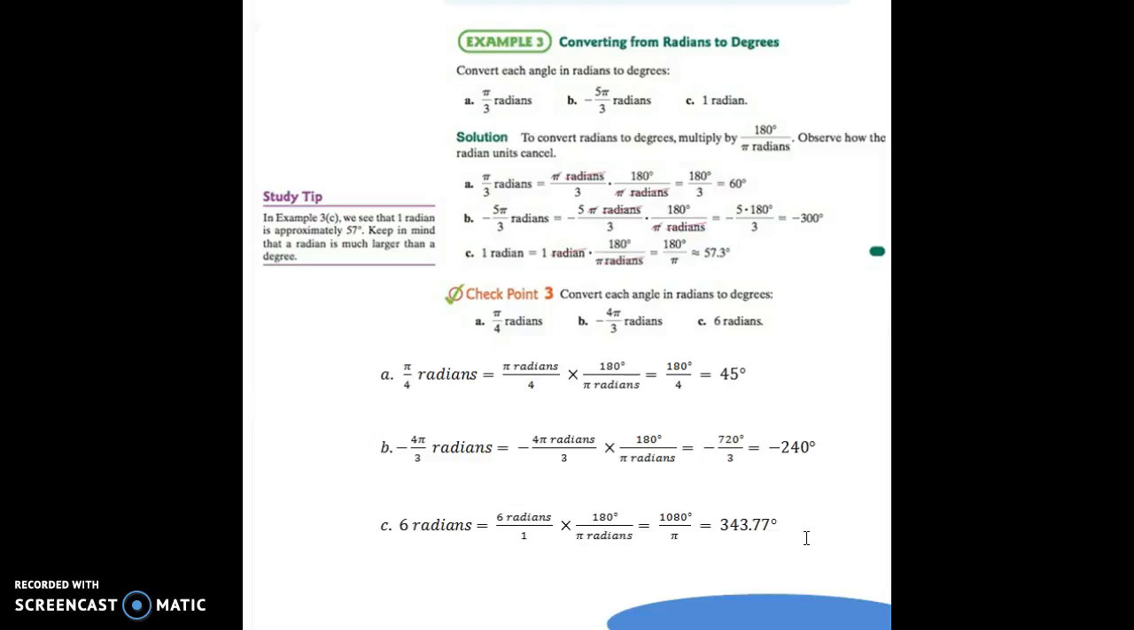If you are trying to get degrees, the degrees goes on top. So it's 180 over pi. If you're trying to get radians, you flip it and put the pi on top, so it'd be pi over 180.